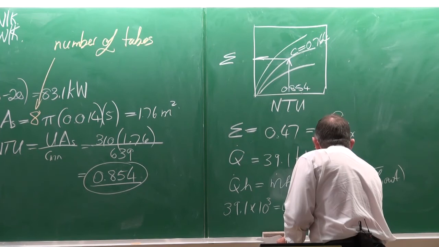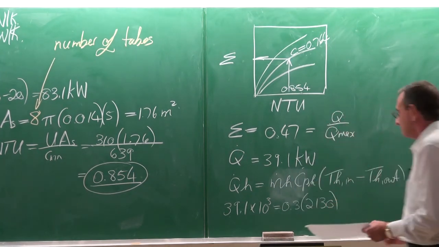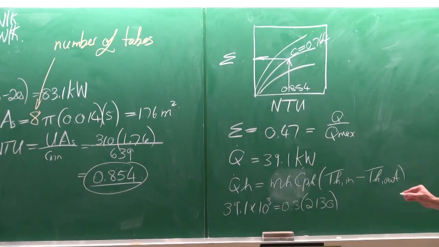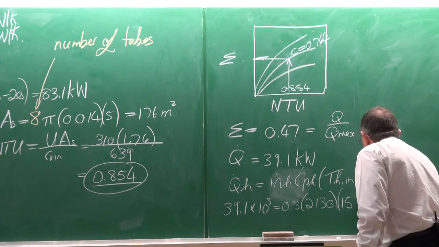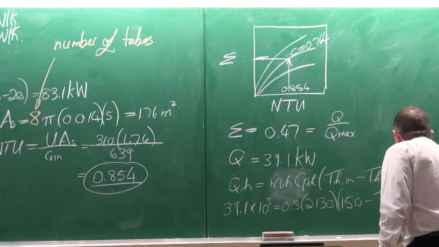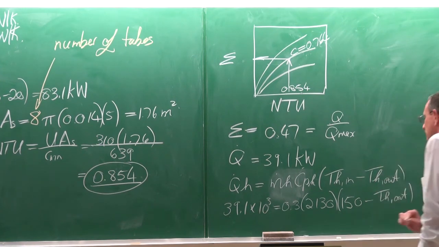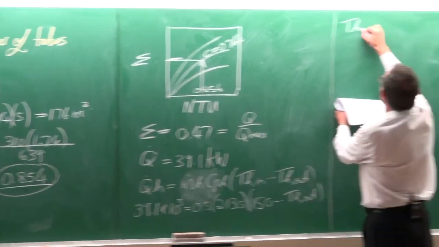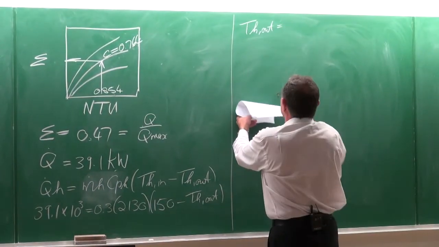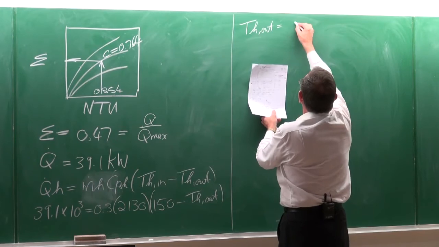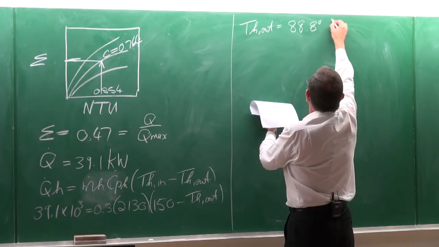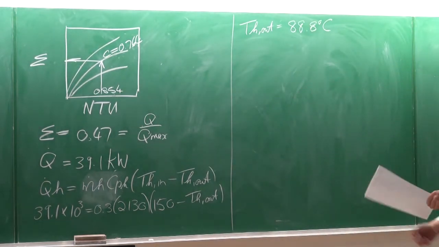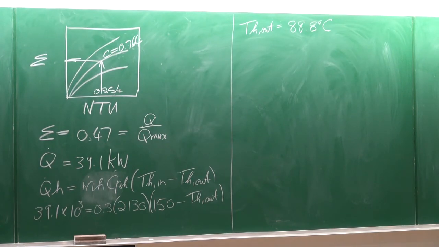Cp value is 2130. The inlet temperature on the hot side is 150. The outlet temperature on the hot side we want to determine. That's the only unknown, so we can determine the outlet temperature as 88.8 degrees Celsius. You all with me? I'm not going too quickly.